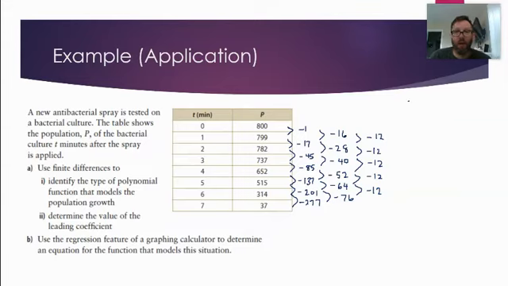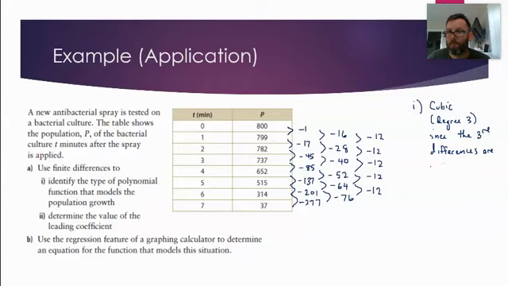So for part A, what type of polynomial is it? It is cubic, degree 3. The reason why is because the third differences are equal. I'll just squeeze that in here. Differences are equal. All right.